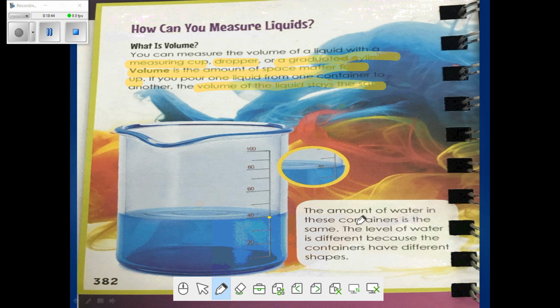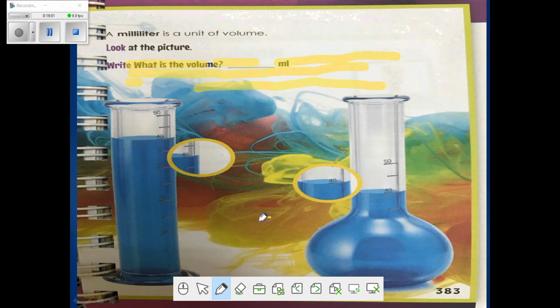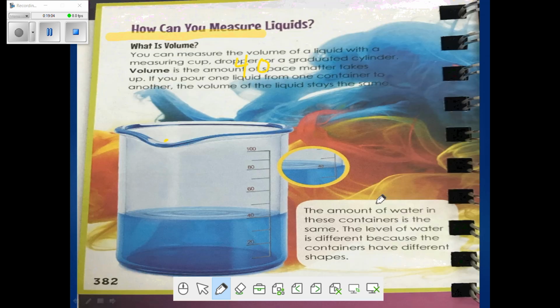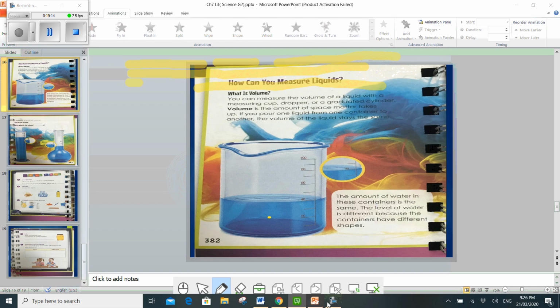The amount of water in these containers is the same. The amount, the volume. The level of water is different because the containers have different shapes. The amount 40, 40, 40. The level here down, the graduated cylinder up, and here down. Why? Because we have different shapes. I hope you understood the lesson. I wanted to show you here this video, but let's erase.